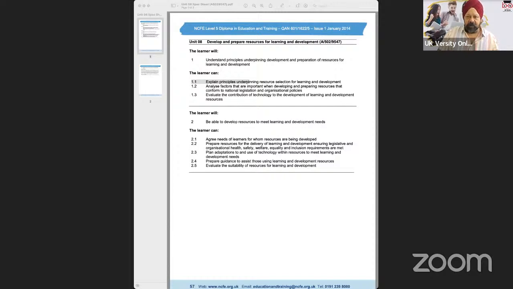Now, in addition to this, what we are also focused on in Learning Outcome 2 in this unit is to be able to develop resources that meet the requirements and needs of our learners.